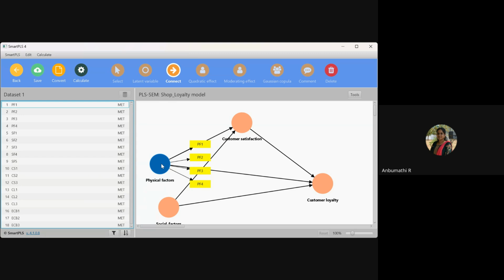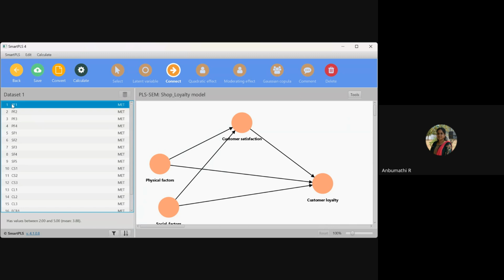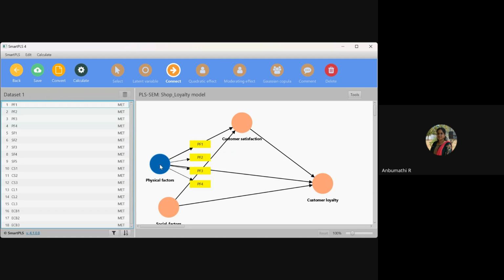Is that okay? Is my screen visible? Yes, yes, madam. Okay. If you want to undo it, you can simply press Ctrl Z. So now we have created a model, but we have not selected any indicators. First I'm selecting the indicators for physical factors. For that you need to press Shift and select 1, 2, 3, 4. After selecting these, you need to drag and drop them inside physical factors.